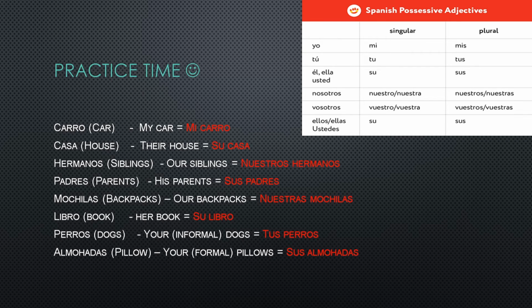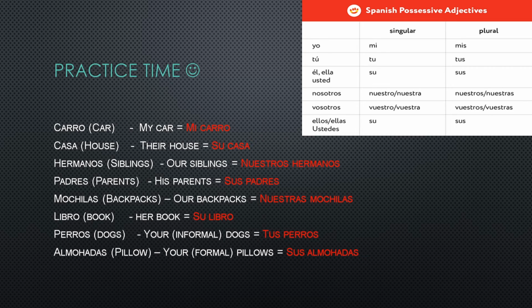And as you guys can see here, we have mi carro, su casa, of course, casa is singular, so su casa. Then we have nuestros hermanos, our siblings, so it's plural, so we need to use the plural form, nuestros hermanos. Sus padres, his parents, it's multiple people, more than one, so you need to use the plural, sus padres. Nuestras mochilas, our backpacks. So this one is actually feminine and plural, so we use the feminine plural form, nuestras mochilas. Then we have su libro, his book, it's just one.